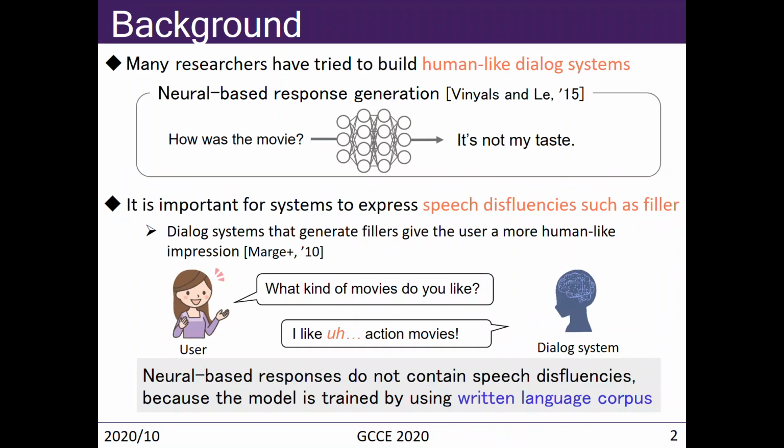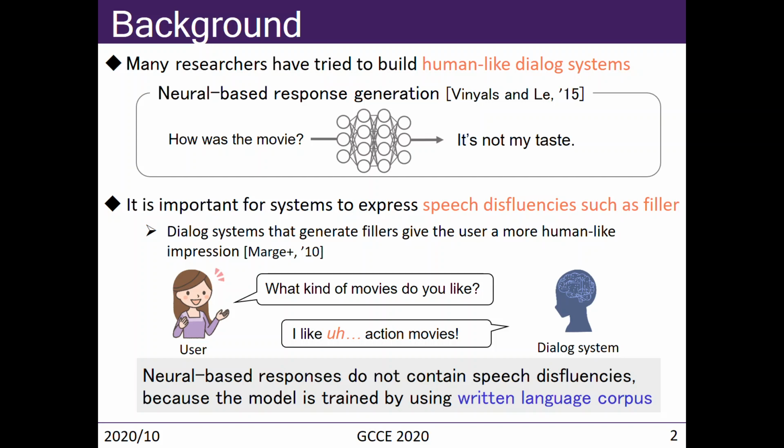Many researchers have tried to build human-like dialogue systems. Dialogue systems are the machines that can talk with humans. I think most of you have used a virtual assistant or a smart speaker. In particular, there has been a great deal of research into generating natural responses by using neural networks.